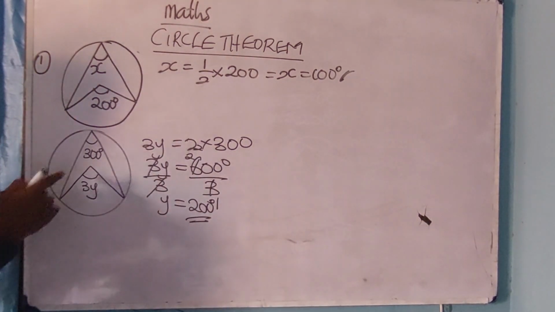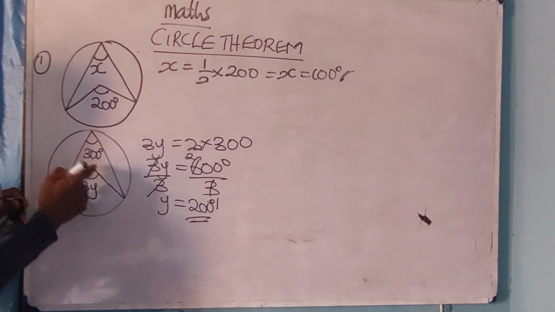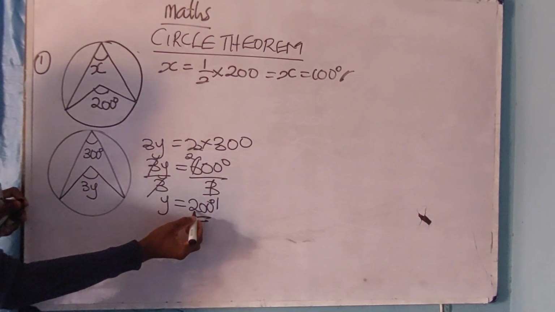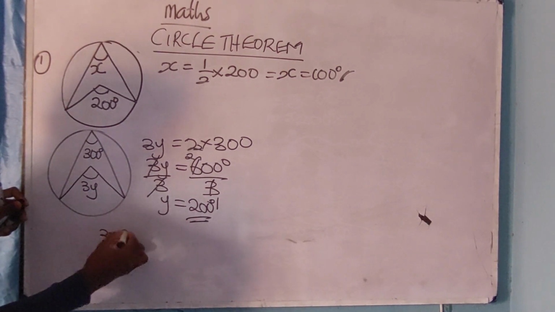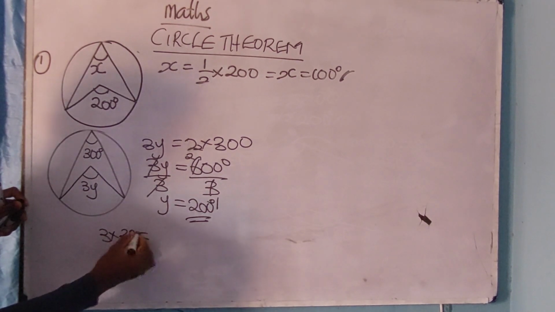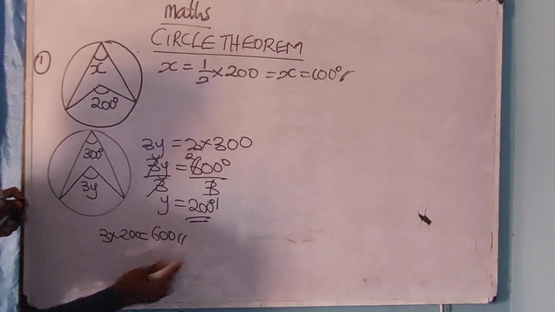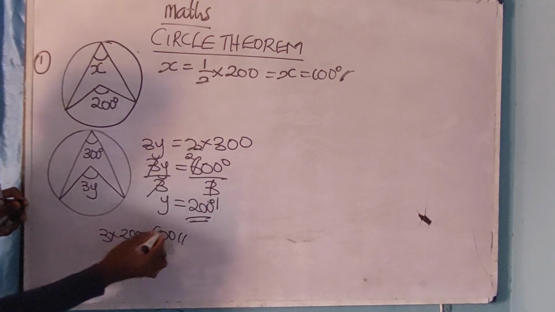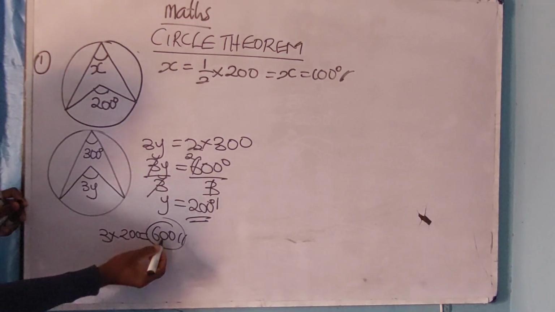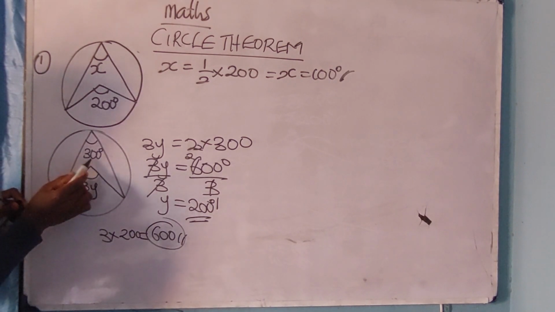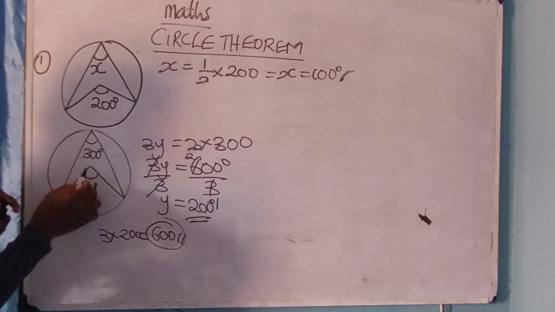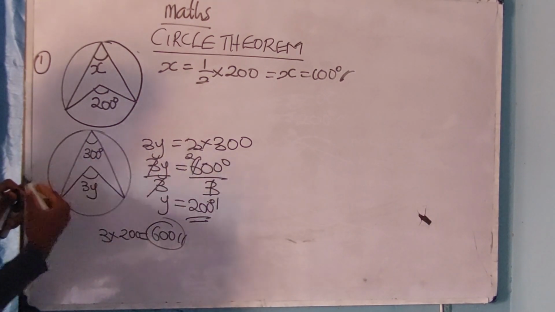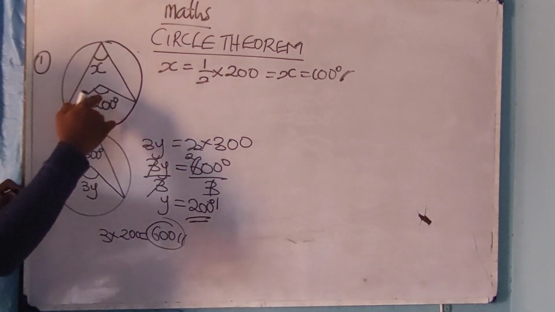Now let us confirm that. If the angle at the center is twice the angle at the circumference, we've gotten the value as 200, which means that 200 times 3 gives 600. That is the angle at the center. And I have the angle at the circumference to be 300. Therefore, 2 times 300 is 600. So it is very, very correct. Angle at the center is twice the angle at the circumference, and the angle at the circumference is half the angle at the center.